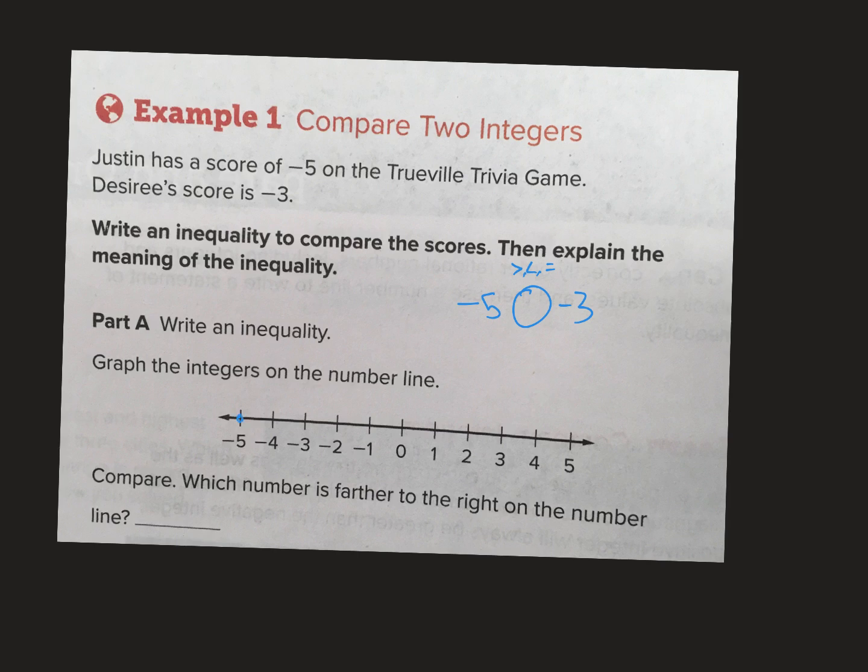So -5 is starting from 0. If we go 1, 2, 3, 4, 5, we'll be right there, and then negative 3, 1, 2, 3. Negative 3 will be right there.